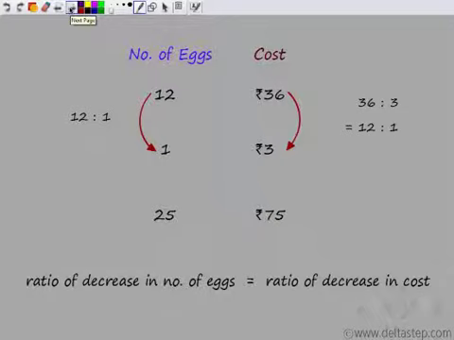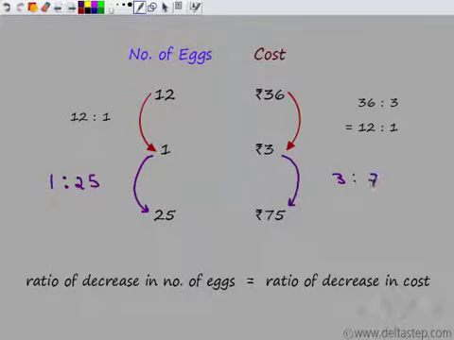Now let's observe the second thing. That is, if I'm increasing the number of eggs, what is the ratio of increase in the number of eggs? This is nothing but 1 is to 25. Let's find the increase in the cost also now. As the number of eggs is increasing, the cost is also increasing. Now the ratio of increase of cost here is 3 is to 75, which is again, 3 is a common factor. So this is again equal to 1 is to 25, dividing both the terms by 3 does not affect my ratio, so I get 1 is to 25.